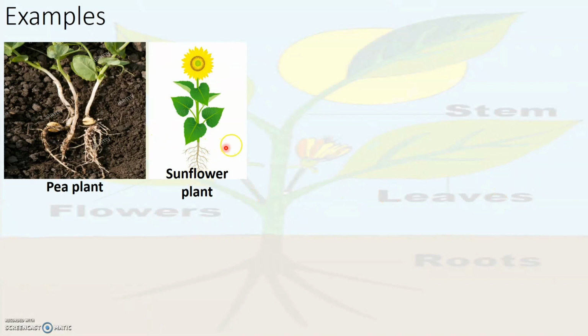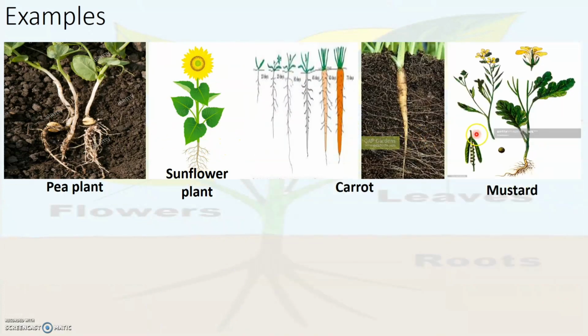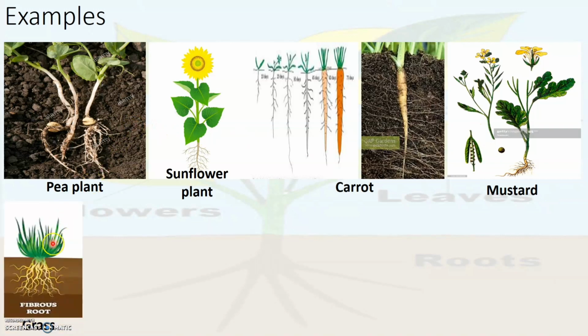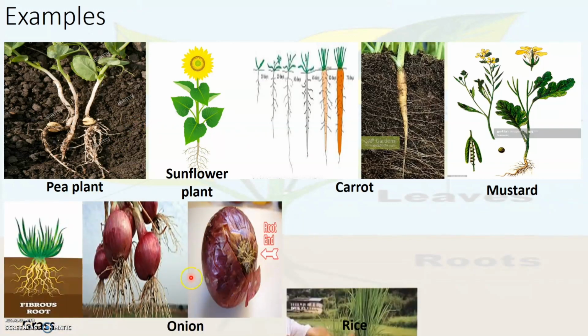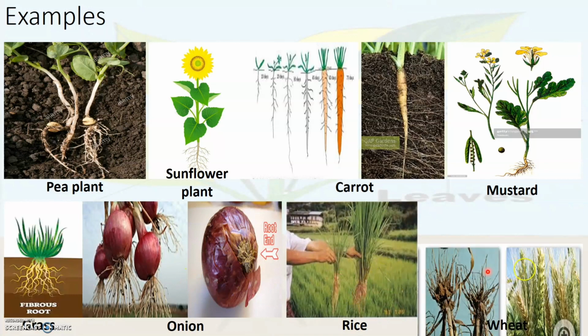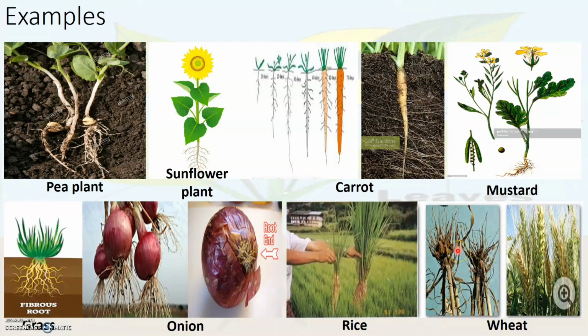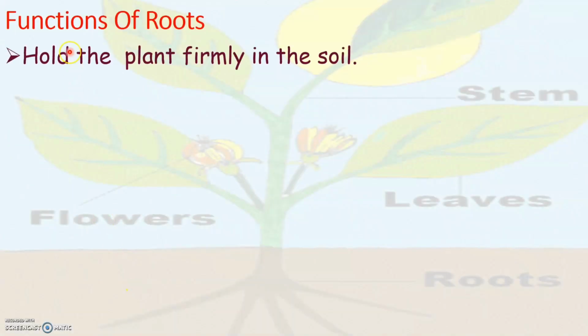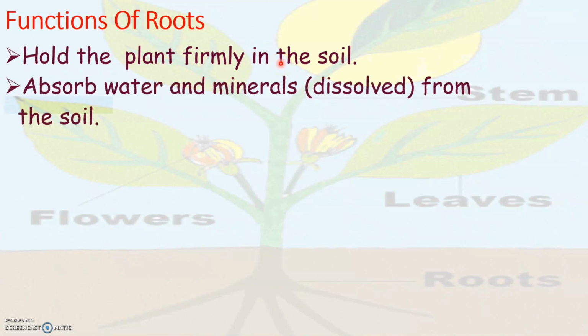Pea, sunflower, carrot and mustard are some of the plants which have taproot. While grass, onion, rice and wheat are some plants which have fibrous root. Having understood the different types of roots, now let us see what are the functions of roots. Root is the part of the plant that holds the plant firmly in the soil.